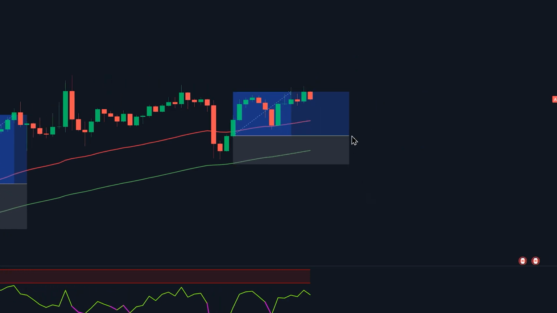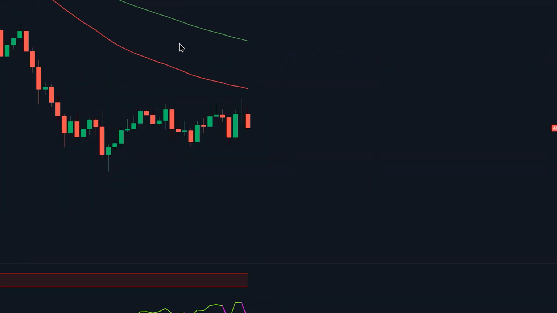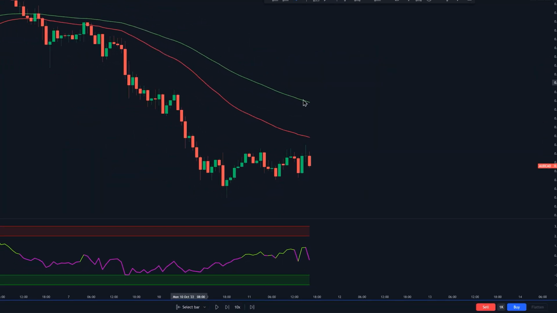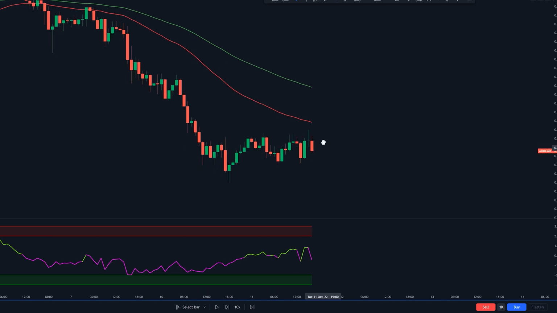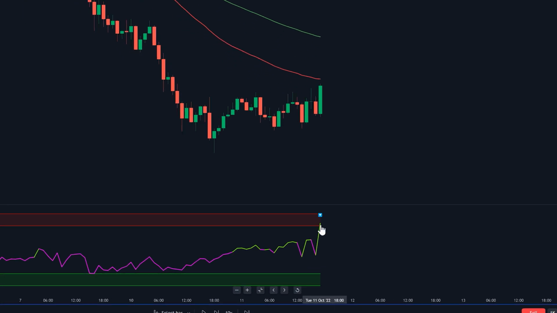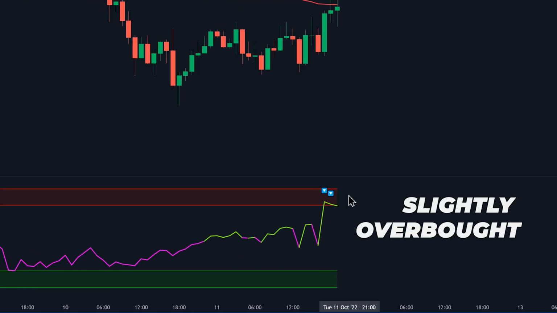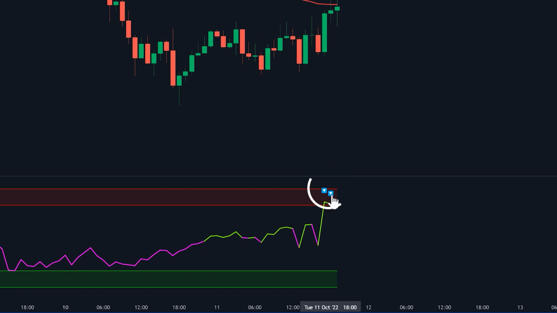Now, let's take a look at how to apply the same strategy rules to a bearish trend. Here, the trend is clearly bearish, with the price trading below both EMAs, the red and the green EMA. Now, to confirm a pullback, the Z-score needs to enter or touch the upper threshold, indicating that the market might be slightly overbought in this bearish trend. The blue downward arrow signals this pullback.